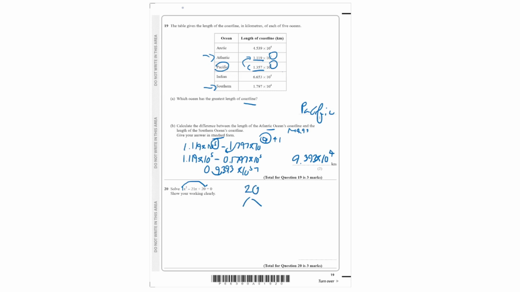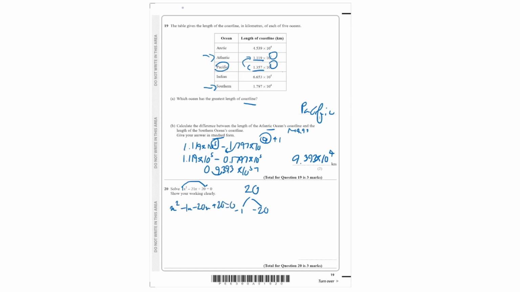And I can see here that a factor of 20 is 1 and a factor of 20 is 20, but it has to be negative. So I can put here negative and negative. How does this work? Negative 1 times negative 20 is still equal to 20, but negative 1 plus negative 20 is equal to negative 21. So we can simply write here x squared minus 1x minus 20x plus 20 is equal to 0.